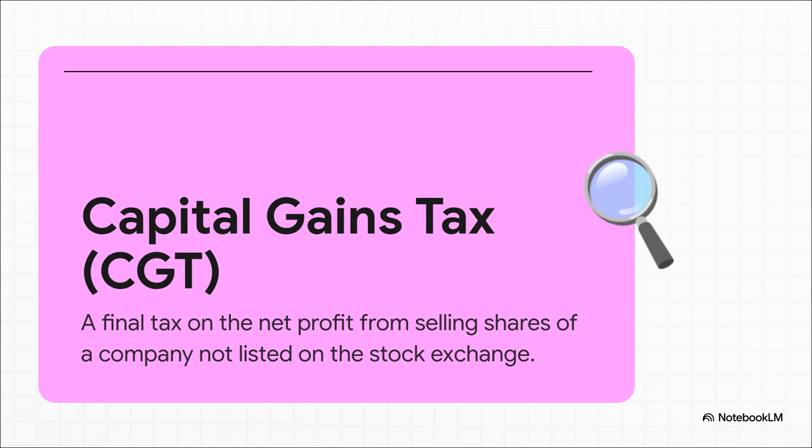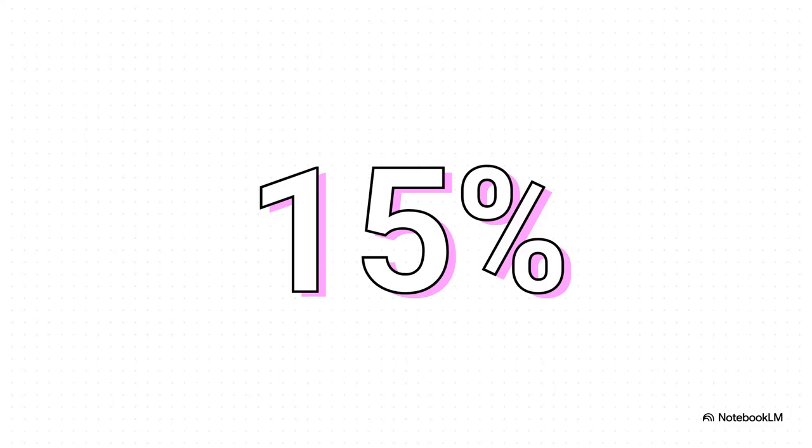Seriously. Unlike the other taxes we're going to cover, CGT is only calculated on your actual gain. You know, the selling price minus what you originally paid for it. No gain, no tax. Simple as that. And what's the rate? Boom. 15%. It's a flat 15% final tax. That's it. It's that simple. There are no complicated brackets or tiers to memorize. If you make a net gain from selling unlisted shares, the tax is 15% of that gain. This number is non-negotiable. You've got to know it.